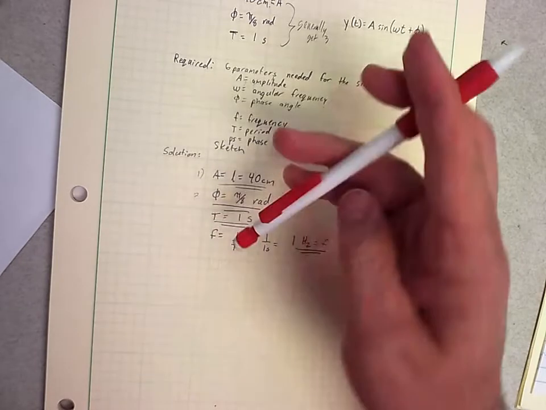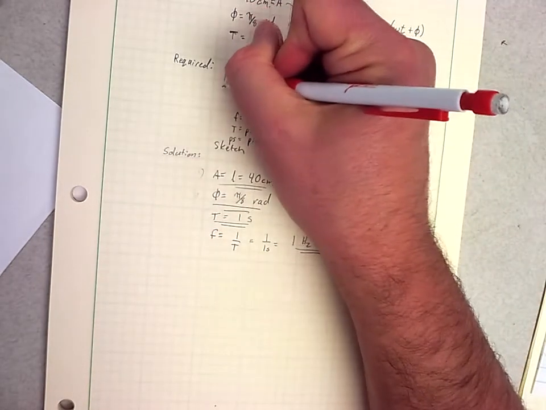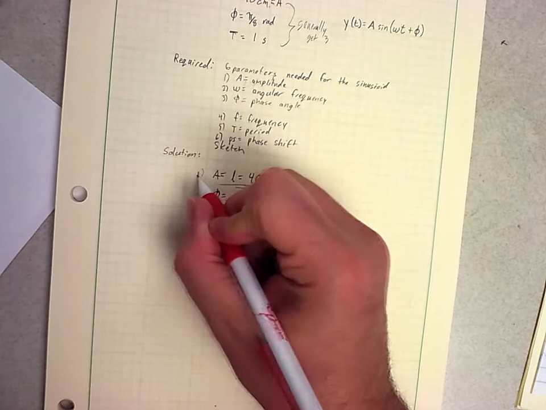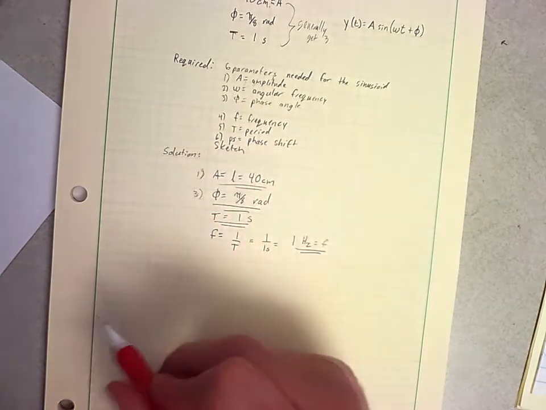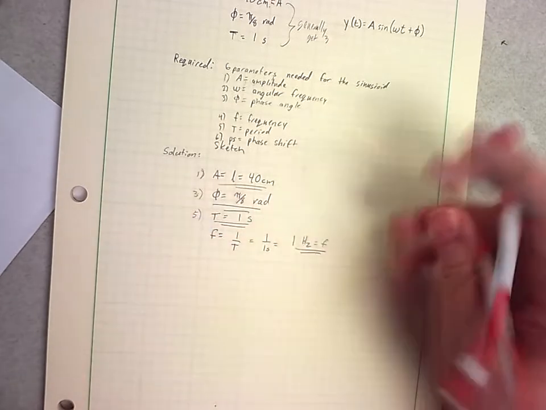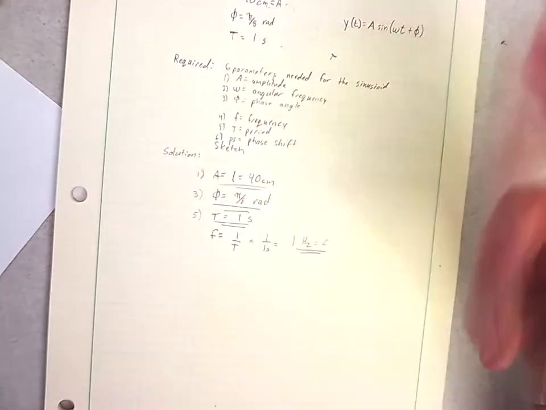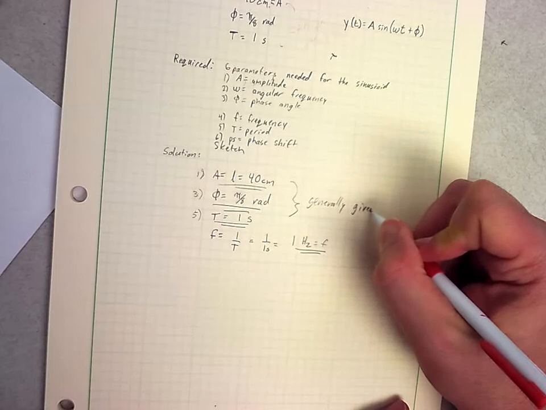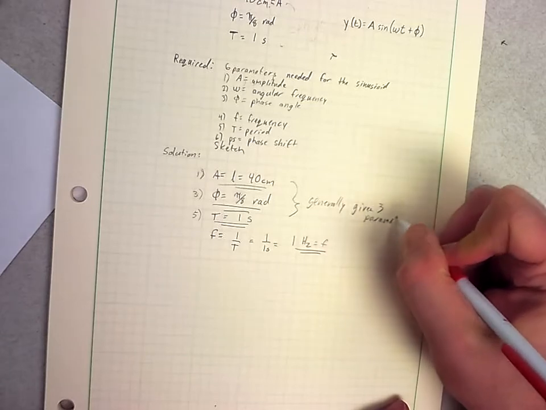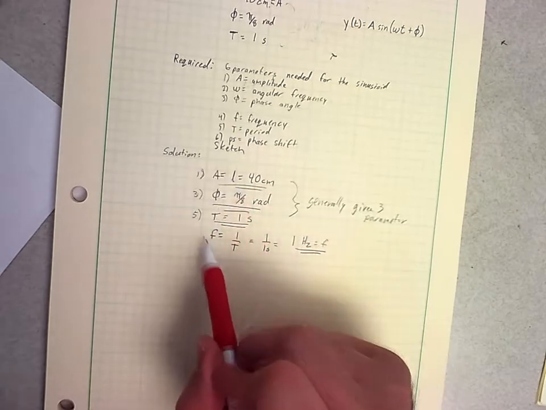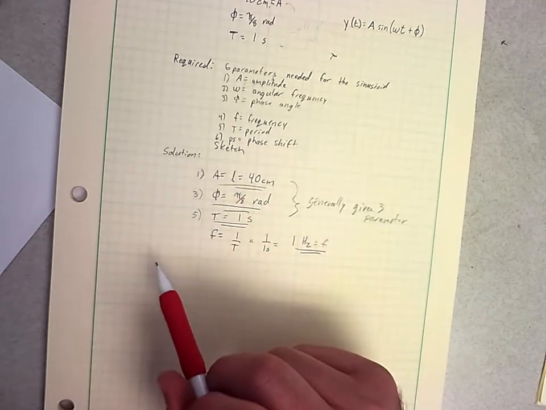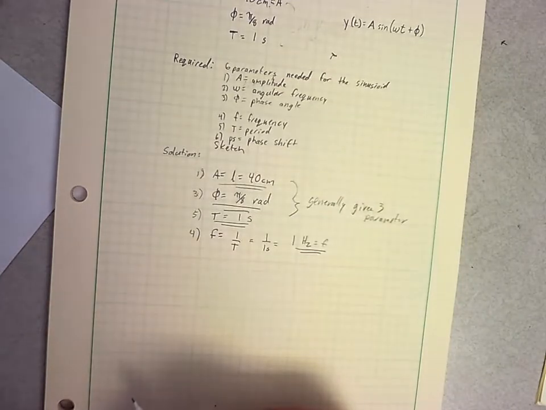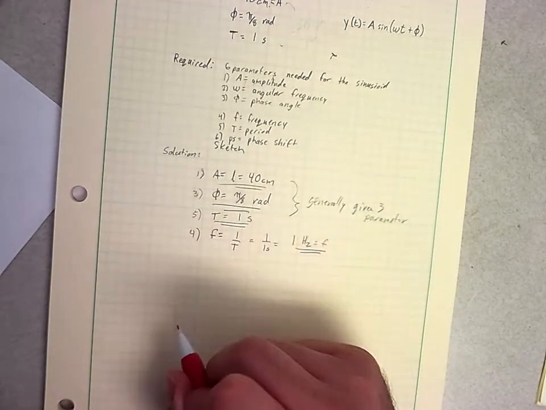If we number these 1, 2, 3, 4, 5, 6, then 1, 3, and 5 were given. I was basically given 1, 3, and 5 in this case. I won't always necessarily get those particular ones, but I'll usually get something. I figured out number 4 by using that equation. Remember, f is 1 over T.